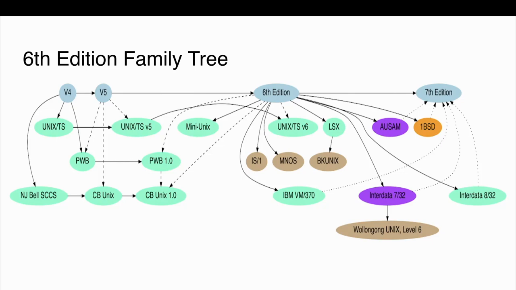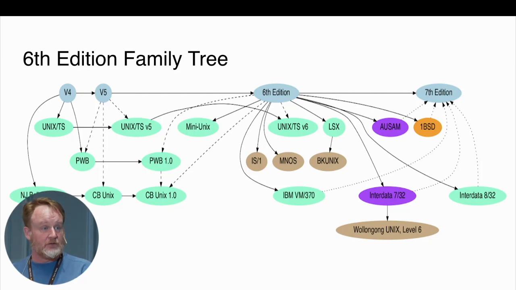And all these groups that got it and were porting it fed back different bug fixes and portability fixes into what would become the 7th edition. And the other thing to note is, AT&T licensed Wollongong Unix as the first commercial redistribution of Unix.